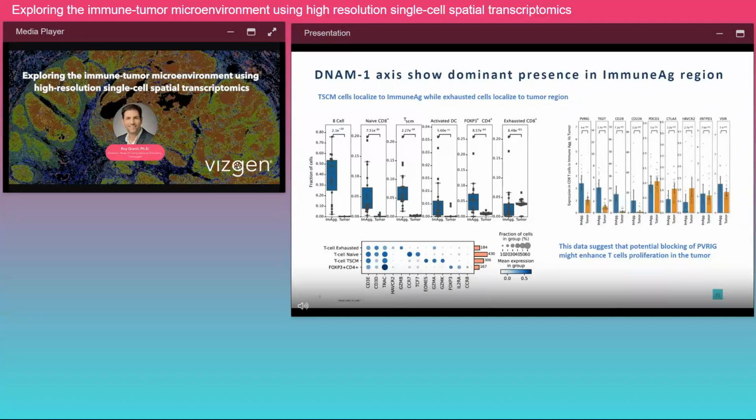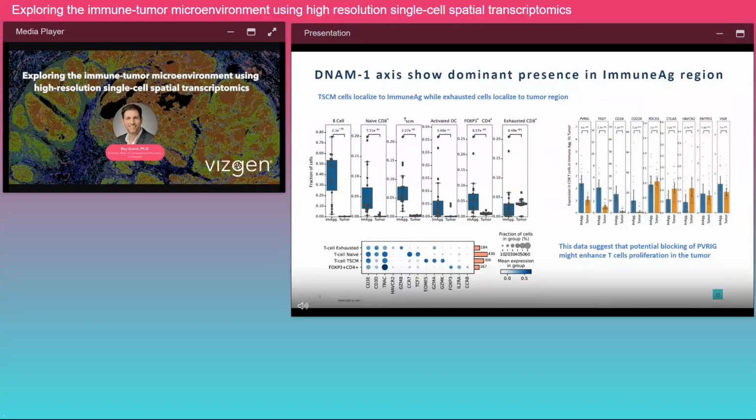Looking at specific genes in our pathway and other known checkpoints, we can see that PVRIG is found more predominantly in the immune aggregate regions, while other known immune checkpoints are found more predominantly in the exhausted and tumor regions. And this is a unique property of PVRIG.